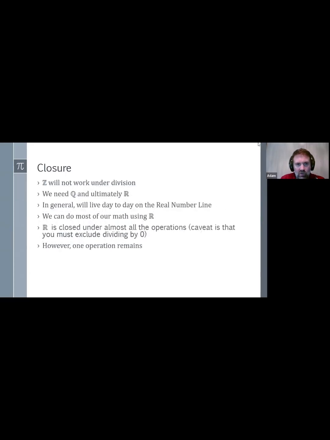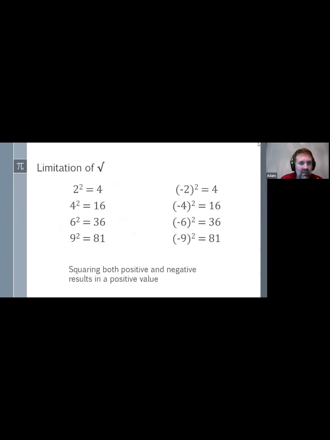Integers don't work under division, and so we end up going through this. And then what we come to is one operation that will remain, that we cannot use just real numbers for, and that is our good friend, the square root. So the square root works for positive numbers, but not for negative.